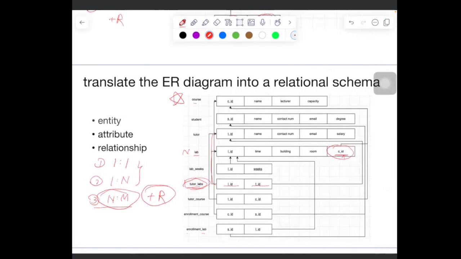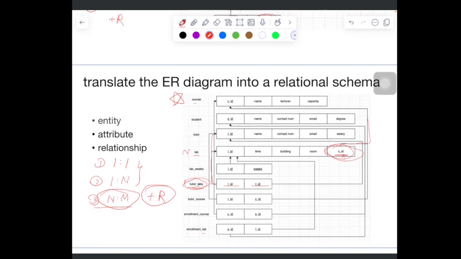Remember, it's the n side because in the relational schema, each relation is a set, so they don't have multi-value attributes. Yes, because it's a set. So we will keep the attribute on the n side, and point it to the one side. So here we got course ID added to the lab relation, and we will point it to the course side. Is that clear? Yes, perfect.